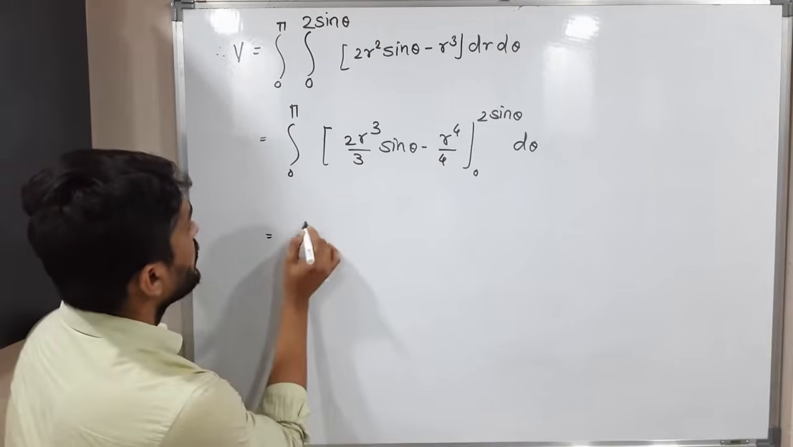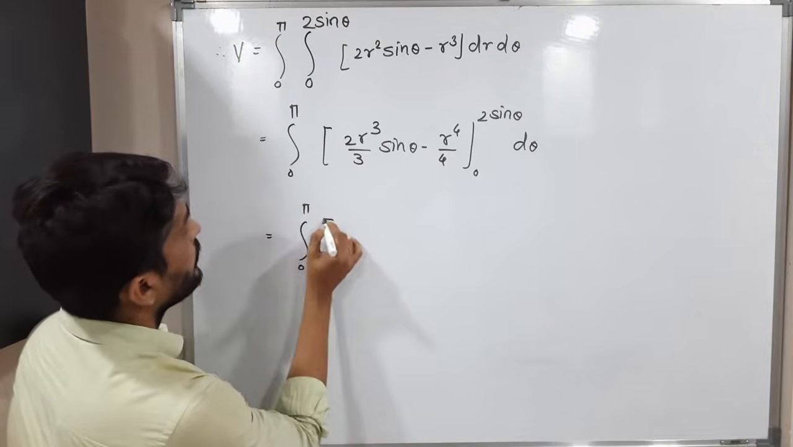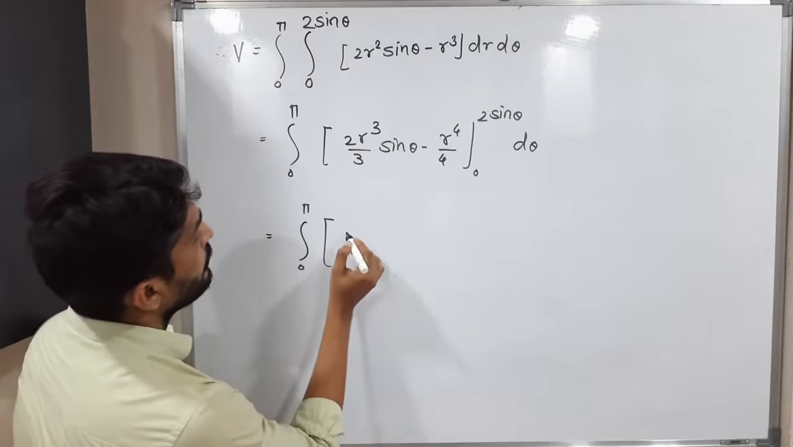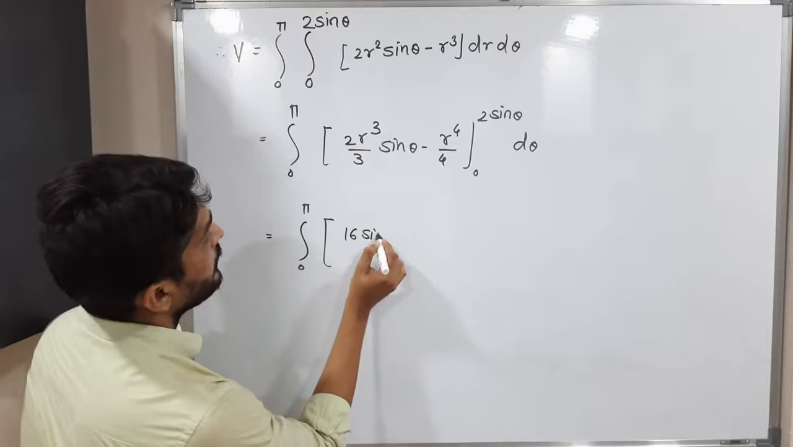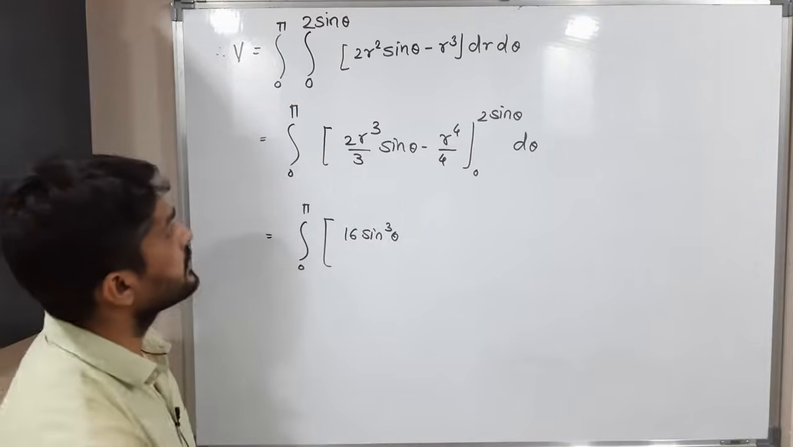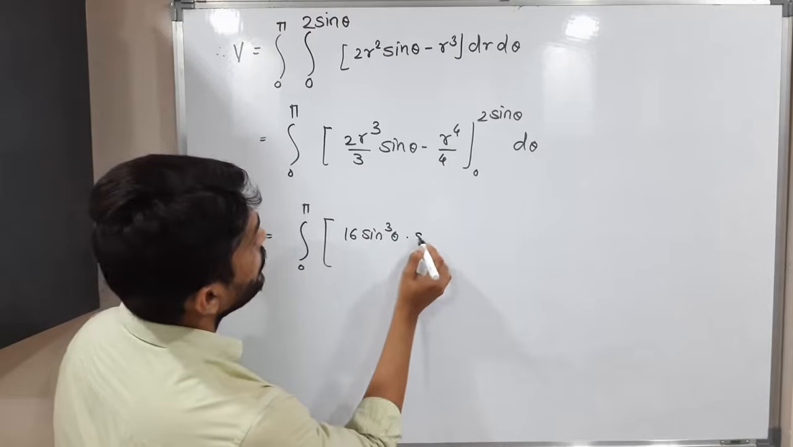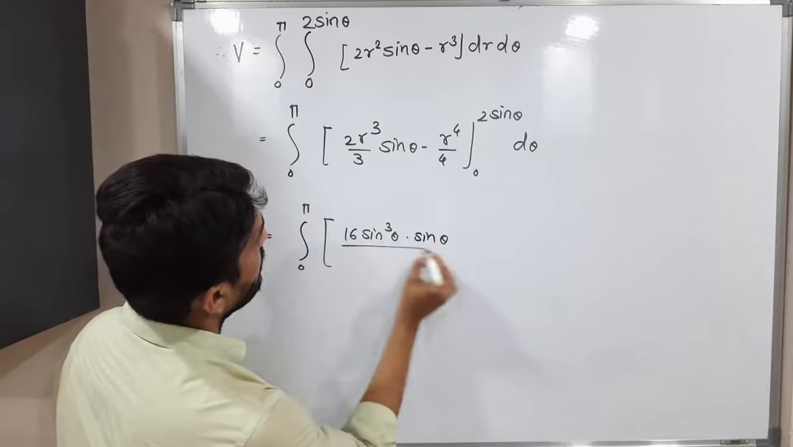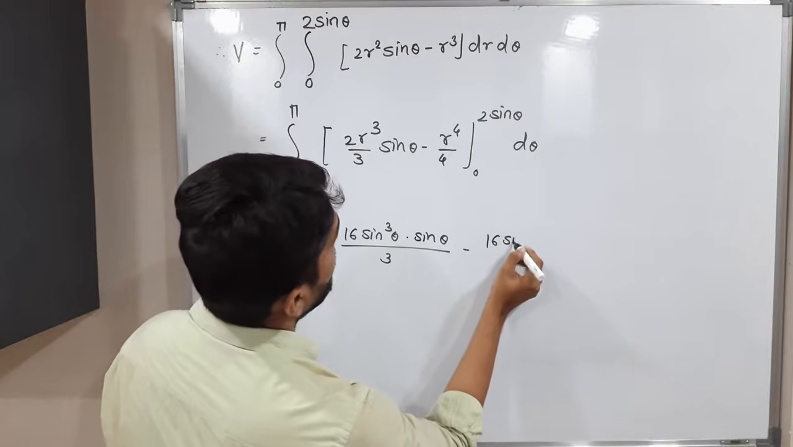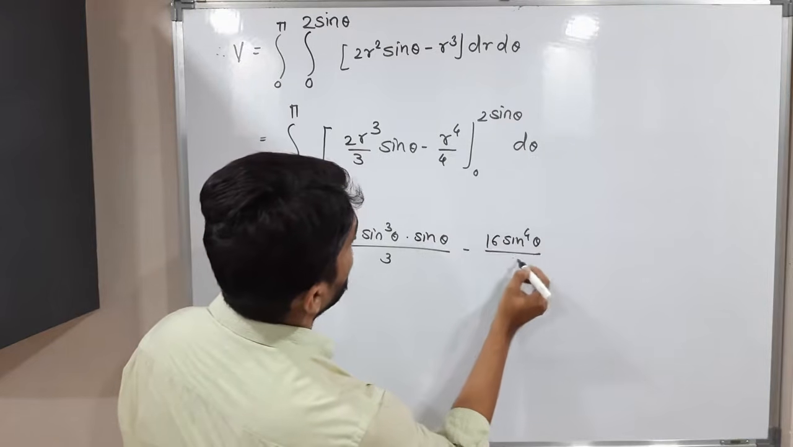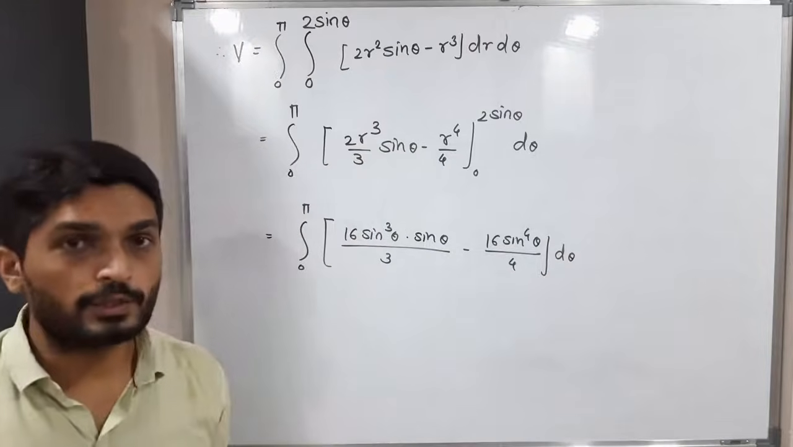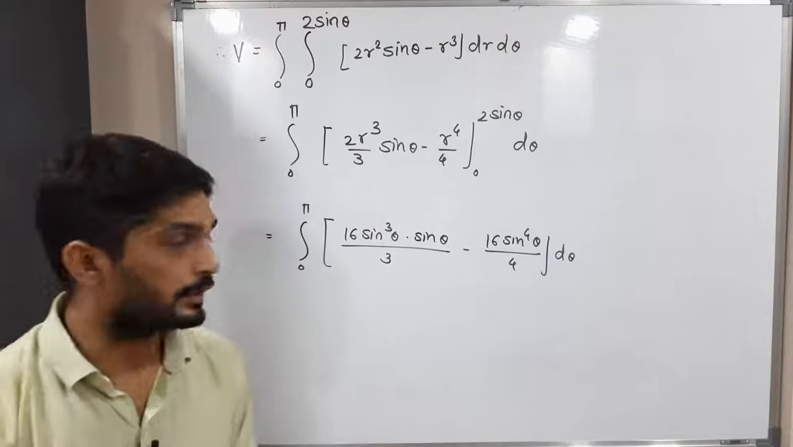So this is equal to integration 0 to pi. I am putting the upper limit. So 2 sine theta I am going to put here. So it will be 2 cube, which is 8, into this 2, that means 16 sine cube theta into this sine theta divided by 3, minus here 16 sine raised to 4 theta divided by 4 d theta. See, if you put 0, we will have 0 obviously. So let us simplify it further.